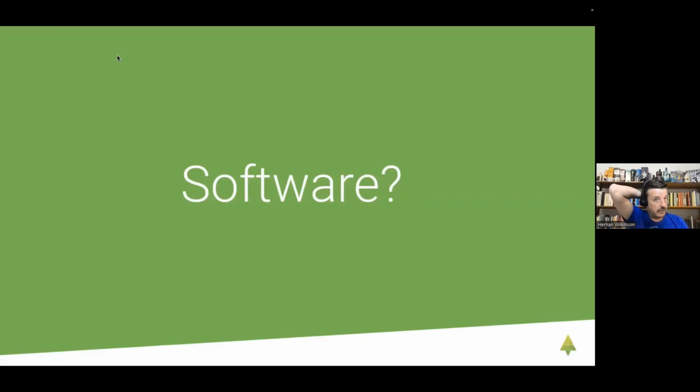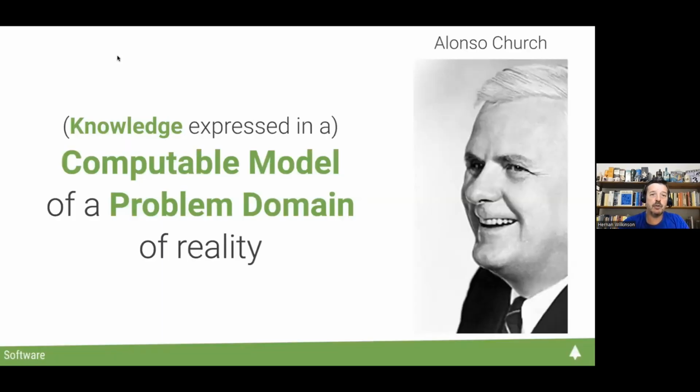Before I start talking about heuristics, I'm going to talk a little bit about some conceptual definitions, and I'm going to start with the definition of software. What is the definition of software I'm going to use during this talk, okay? Because there are many definitions of software, and the one I'm going to use says that software is knowledge expressed in a computable model of a problem domain of reality.